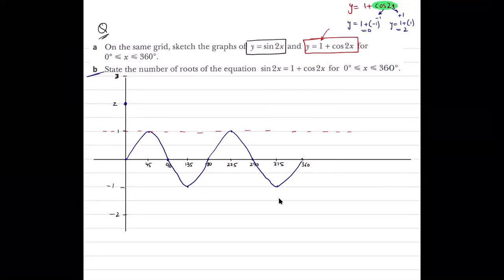So it is going to start from 2, go to 0 at 45, then back at 1, then at 180 it is going to go to 2.